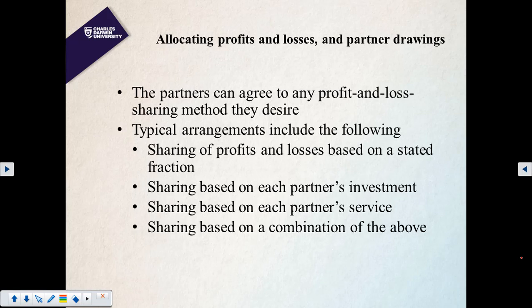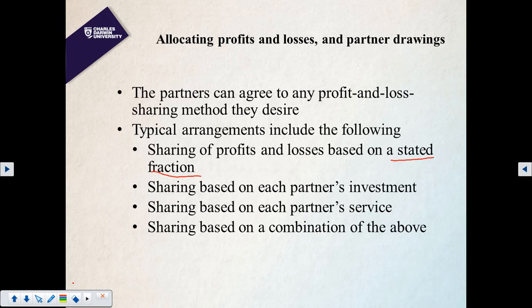Allocating profits. So now you form a business, and the second important part is, of course, the allocation of profit and loss. The partners can agree to any profit and loss sharing method they want. Typical arrangements include the following. For example, sharing of profit and loss based on a stated fraction. Even though your capital is there already, someone contributed 25, another contributed 23, it may be 50-50. We decided early in the business, okay, my capital is even less, but still when it comes to profit sharing or loss sharing, it might be 50-50.